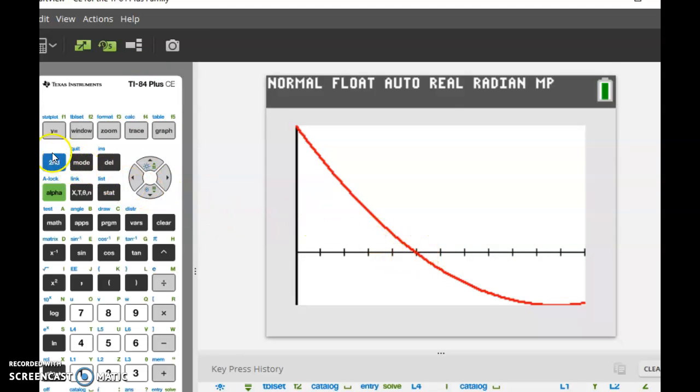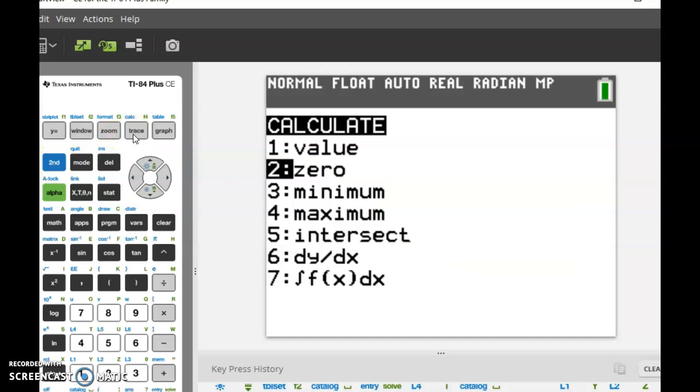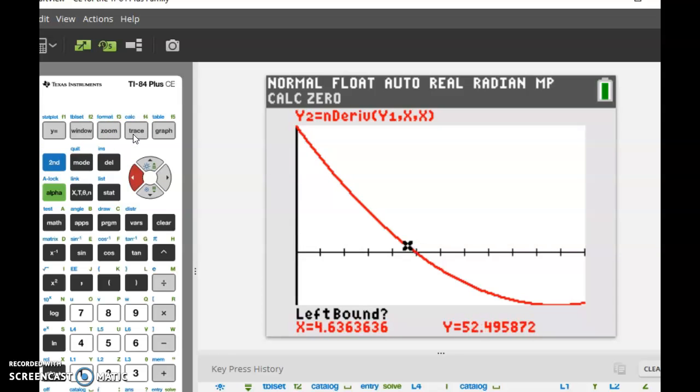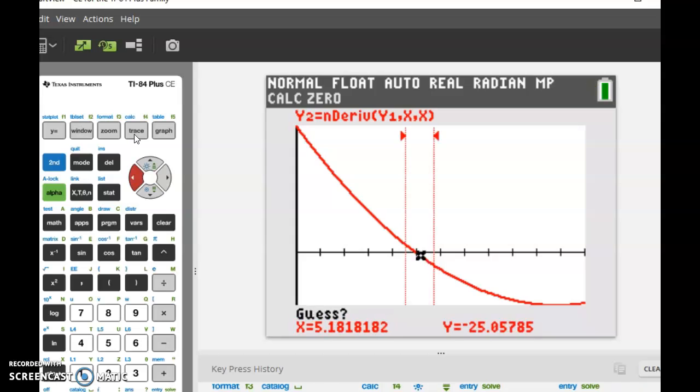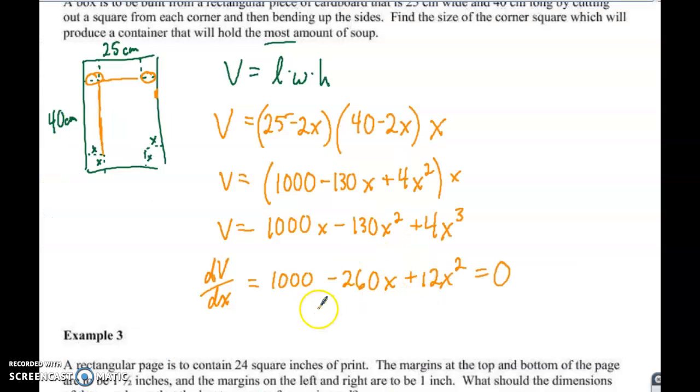So that must have been factorable. Second, calculate, just to confirm that it's an integer. Because if you look at it, it looks like it's exactly 5. Yeah, x equals 5. So this must have been factorable, but I got lazy. That x must equal 5. So find the size of the corner, which must be cut to maximize that volume.